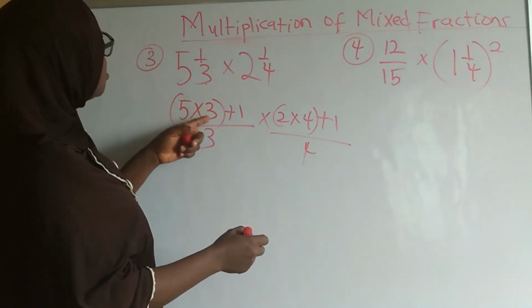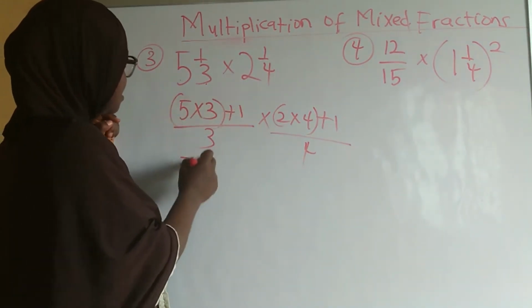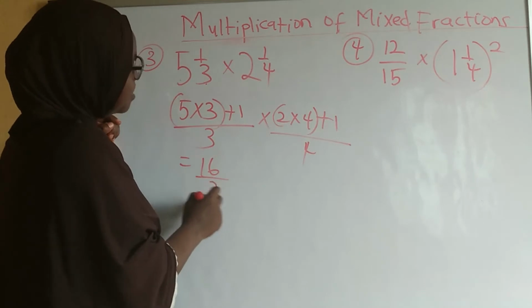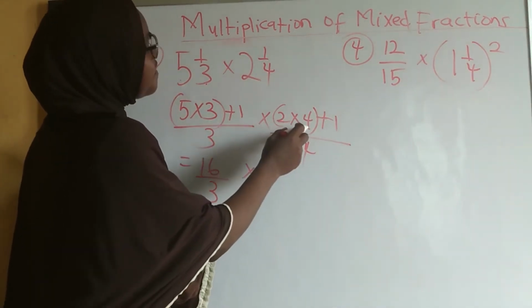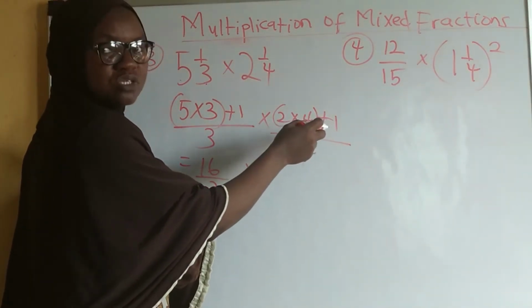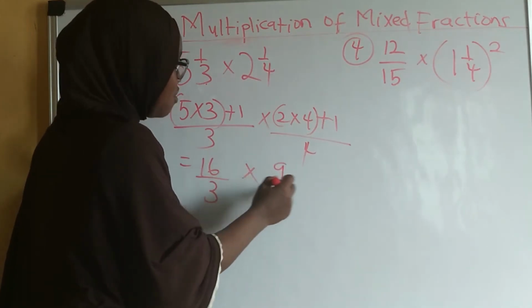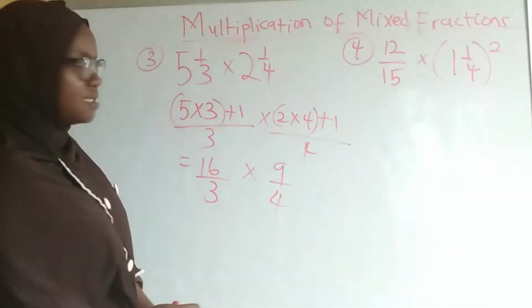Okay, so what do we have? We have 5 times 3 is what? 15. 15 plus 1 is what? 16. So we have 16 over 3 here times 2 times 4 is what? 8. 8 plus 1 is what? 9. So we have 9 over 4. Does that make sense? Alright.